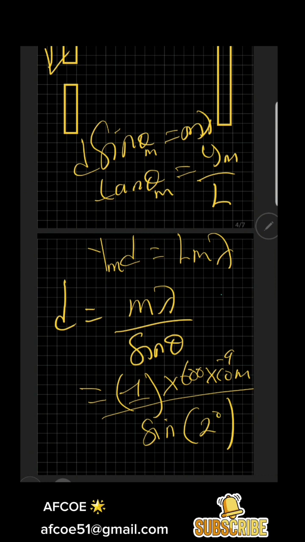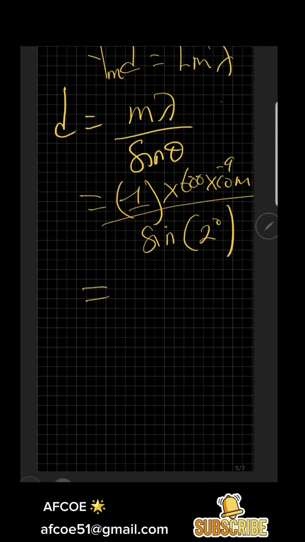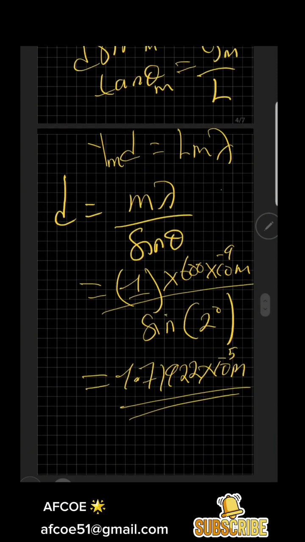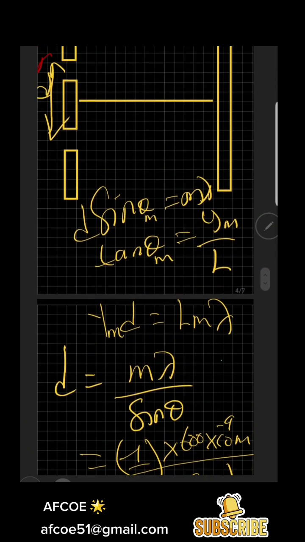And let me point that out. I got 1.71922 times 10 to the negative 5 meters. So that's the distance between the two slits. It is very, very small. I even compared it to nanometers, that's maybe 17 micrometers. Okay, so that is that for the first part.